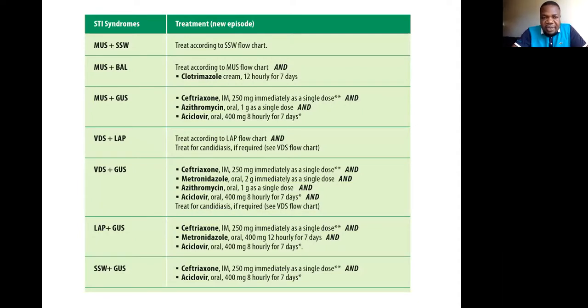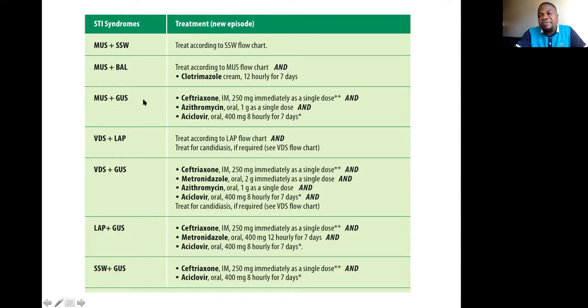So syndromically, here we are looking at a case of male urethritis syndrome, MUS, plus genital ulcer syndrome. So this was the case that we discussed now. Remember that male urethritis, we manage syndromically by using ceftriaxone 250 milligram single dose IM plus azithromycin oral 1 gram as a single dose.